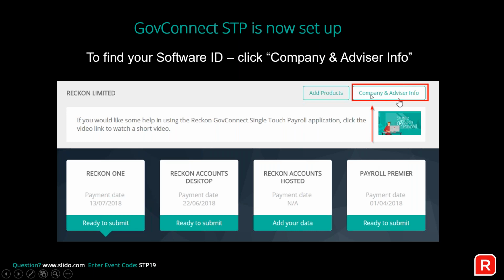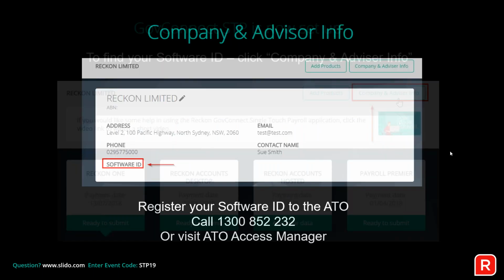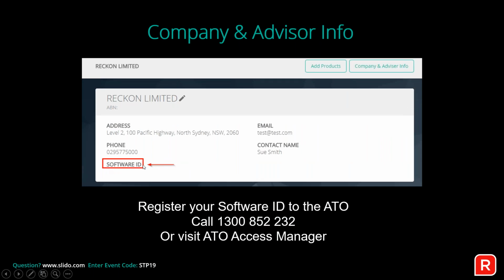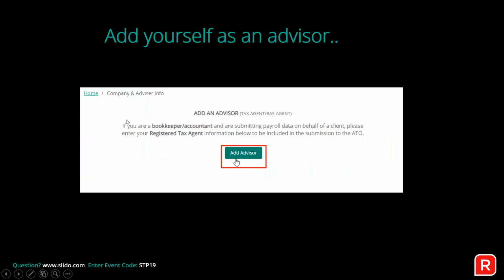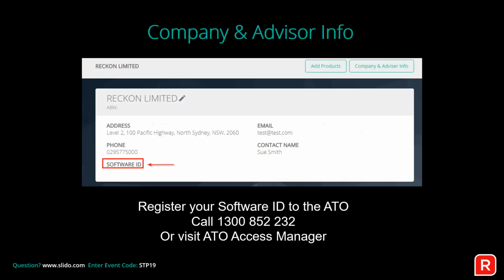The first step you need to do is just check your company and advisor info. Largely here is where you'll see the software ID. There is a number there that you'll need to advise to the ATO. You can do that either through your Oz keys or by direct phone call to them.